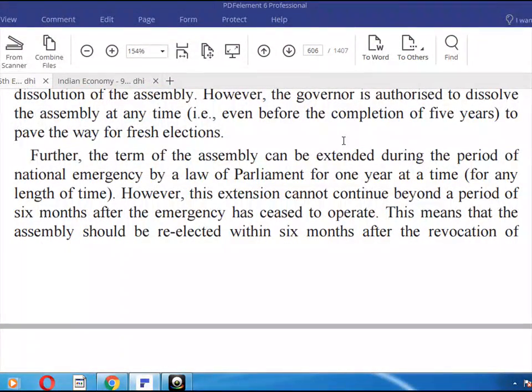Further, the term of the assembly can be extended during a national emergency by a law of Parliament for 1 year at a time for any length of time. However, this extension cannot continue beyond a period of 6 months after the emergency has ceased to operate. This means that the assembly should be re-elected within 6 months after the revocation of the emergency.